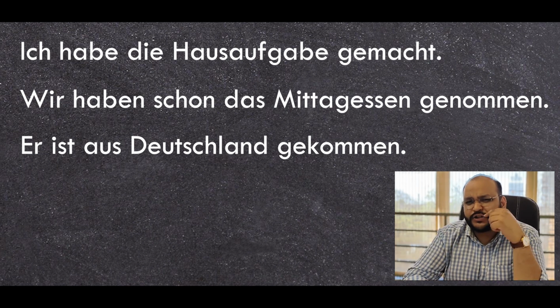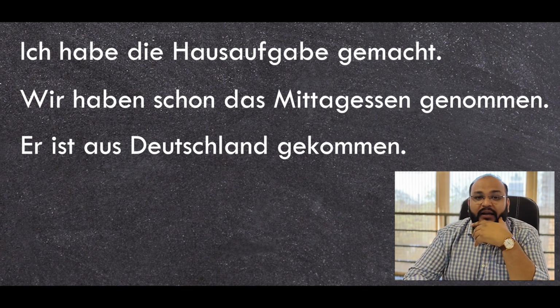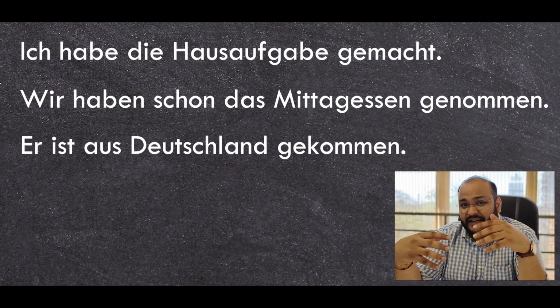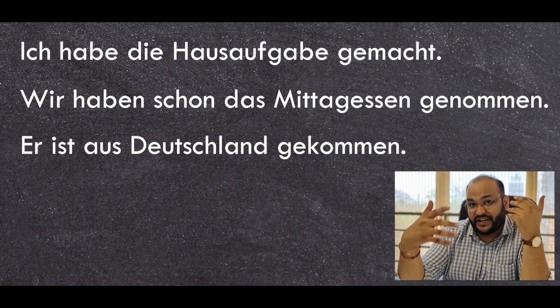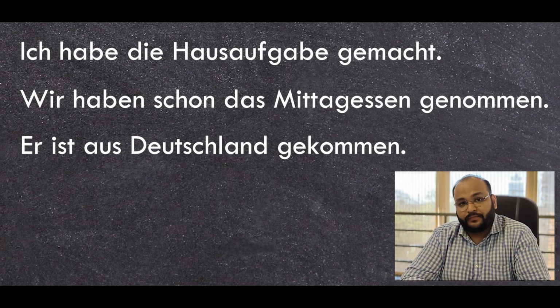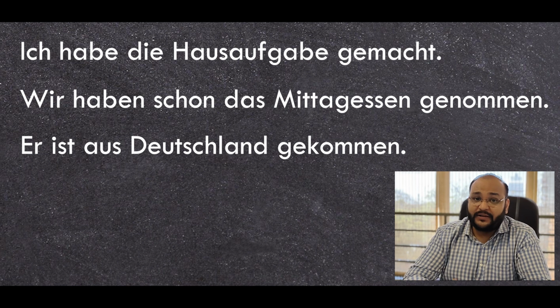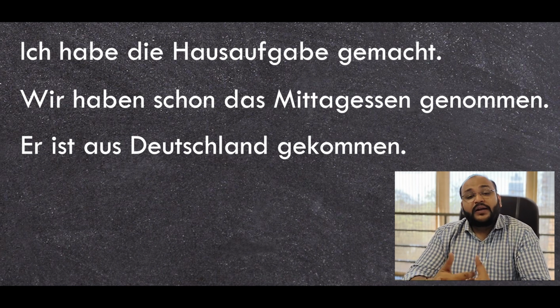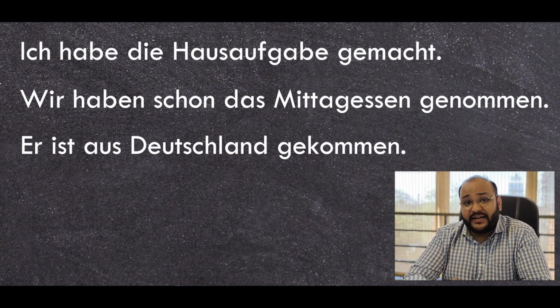Now as you can see, in the first two sentences I'm using the verb haben as my auxiliary verb, and in the third one I'm using the form of sein as my auxiliary. So can you tell me what is there in the third sentence which is non-existent in the first two sentences? Correct. If you have observed it, congratulations. The correct answer is movement.